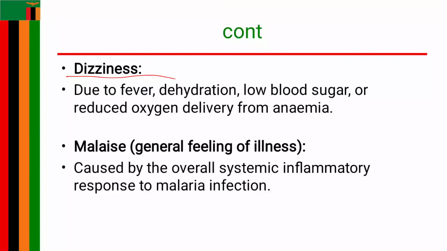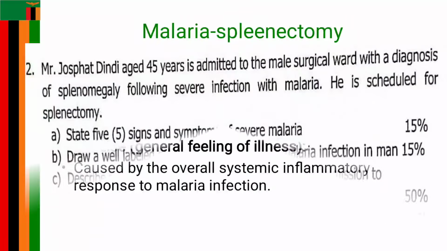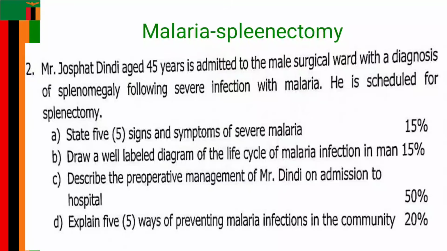Dizziness is seen because of dehydration, fever itself, low blood sugar levels, low oxygen supply. This also results in dizziness. Generalized body weakness, just because of the overall systemic inflammatory response to malaria infection. So these are some of the symptoms that you can state, as the question requested you to give an answer by stating.